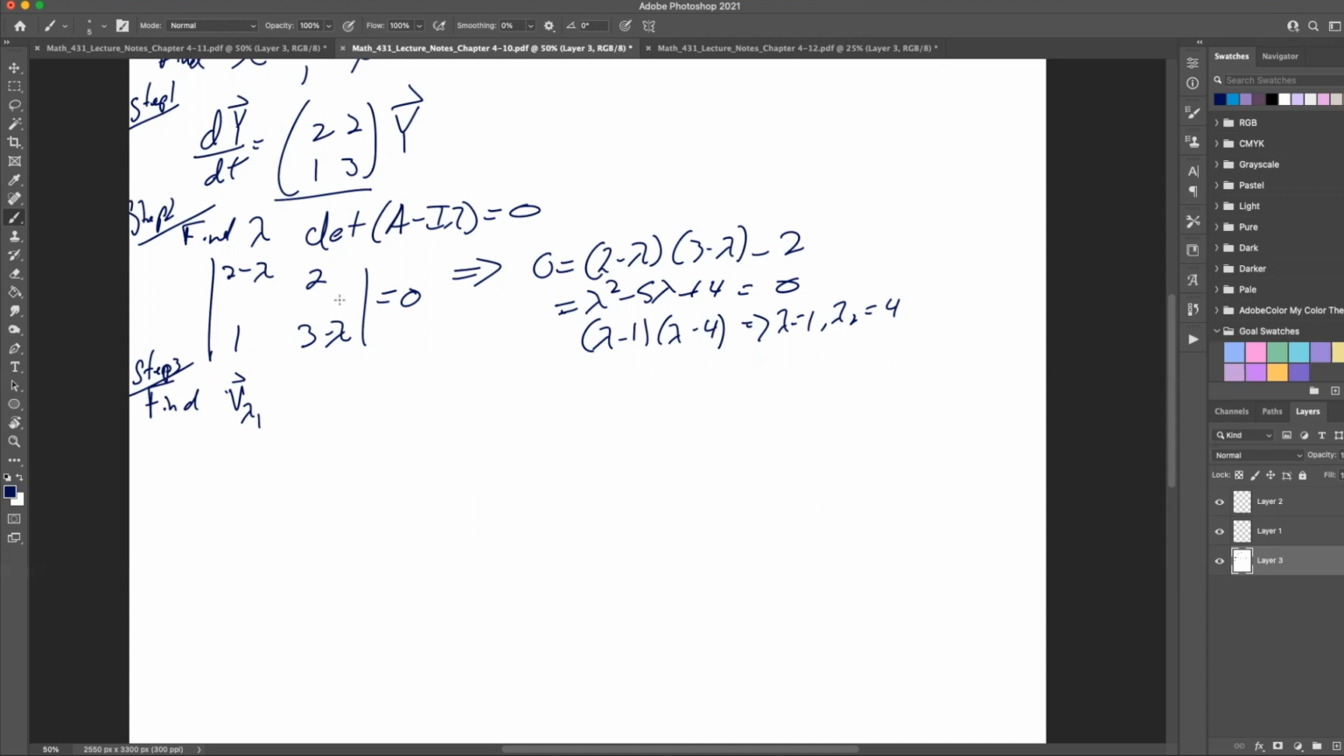All right, so here we're going to find this. So let's start with lambda equal to 1. So lambda equal to 1 is going to be our lambda 1. We'll make this our lambda 2. All right.